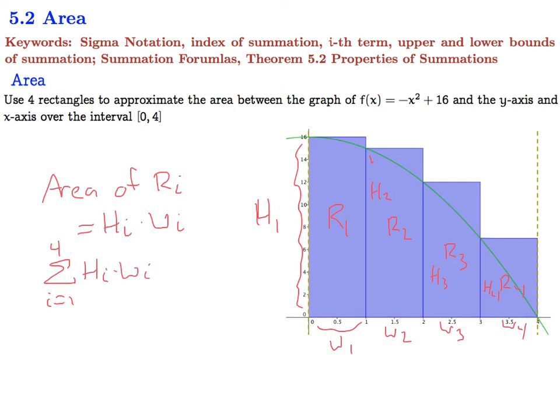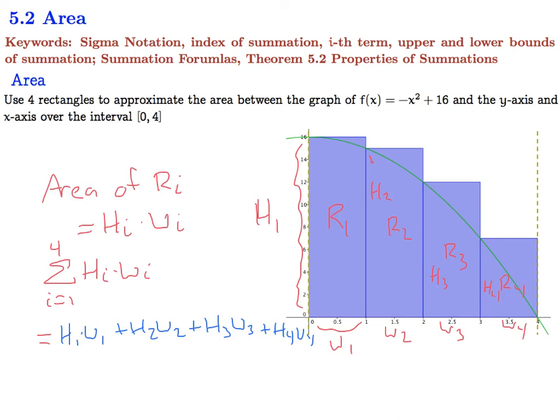And the reason I want to do this is because, according to my pattern, this is going to be H1 times W1, the area of the first rectangle, plus H2W2, the second area, plus H3W3, plus H4W4. That is, I'll have all of my areas added up, and I'll get an approximation. And there are lots of things I want to notice in my pattern here.